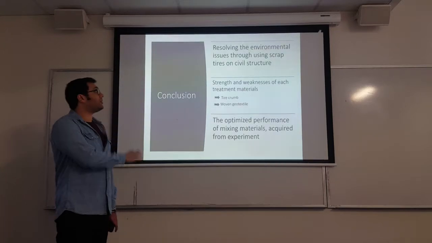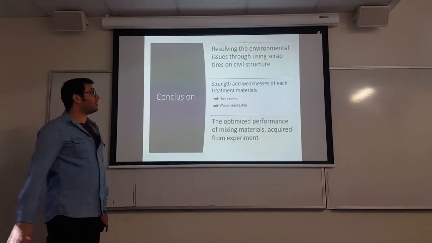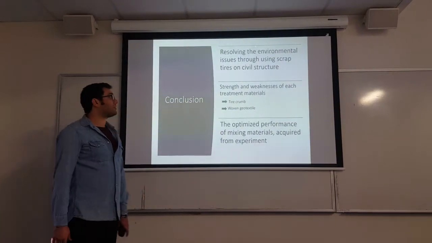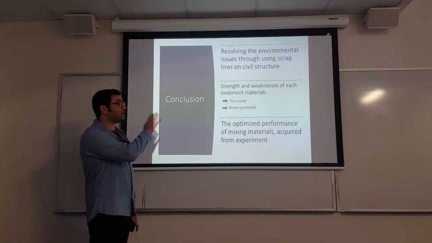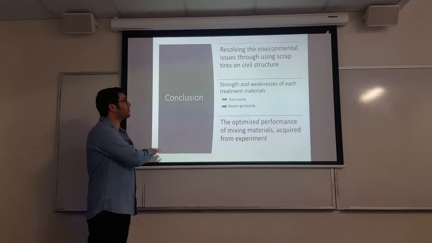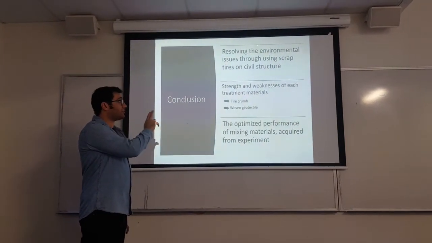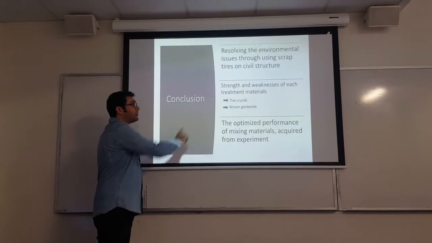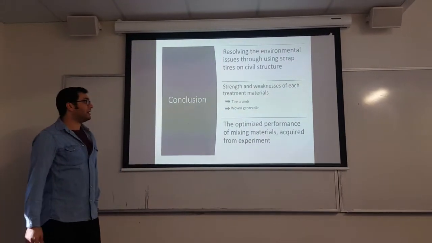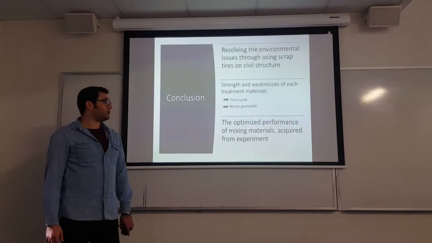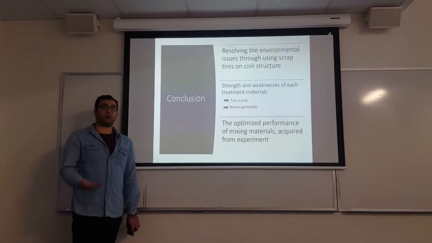For conclusion, I can mention what we got from this design. We are going for resolving the environmental issues caused by stockpiling scrap tires, and we can use them in civil structure projects. We also mentioned the strengths and weaknesses of each treatment material: soil, tire chrome, and woven geotextile. And at the end, we acquired the optimized performance of mixing the materials together through this experiment. Thank you very much.